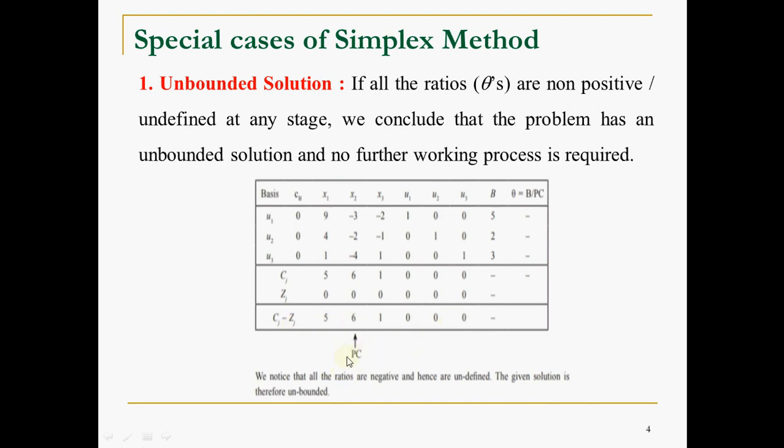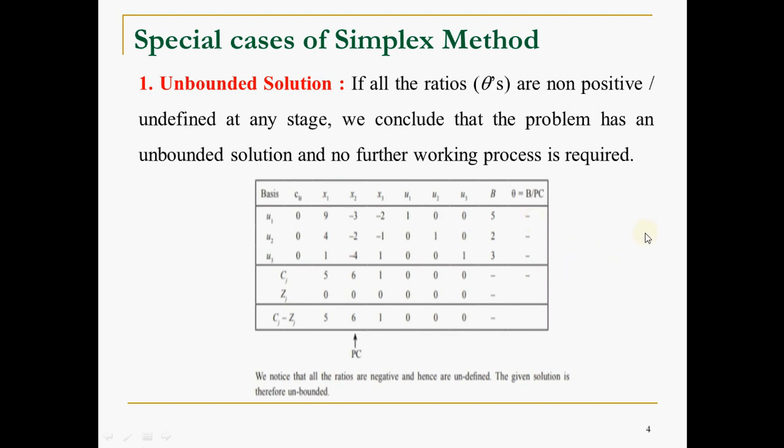The highest positive is 6, so this becomes the pivot column. Once you identify the pivot column, you can calculate theta, that is the ratio, which is given by B divided by the elements of PC. In this case, B is 5, 2, 3 and the elements of PC are minus 3, minus 2, minus 4. So 5 divided by minus 3, 2 divided by minus 2, 3 divided by minus 4. All are negative. Normally we take the least positive value of theta to decide the leaving variable.